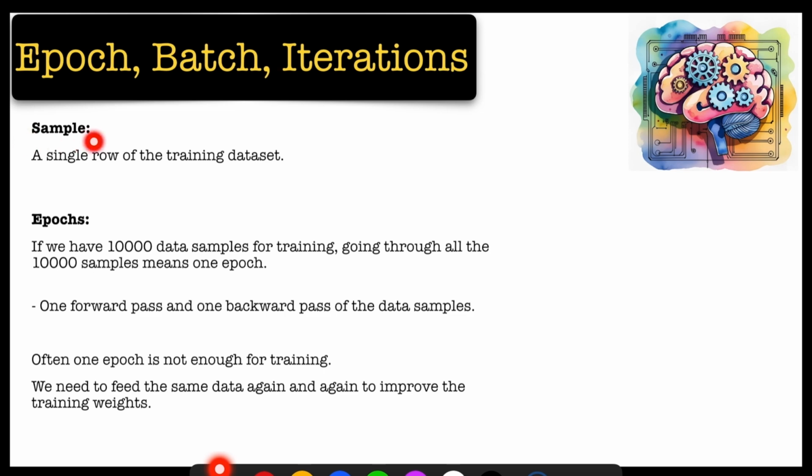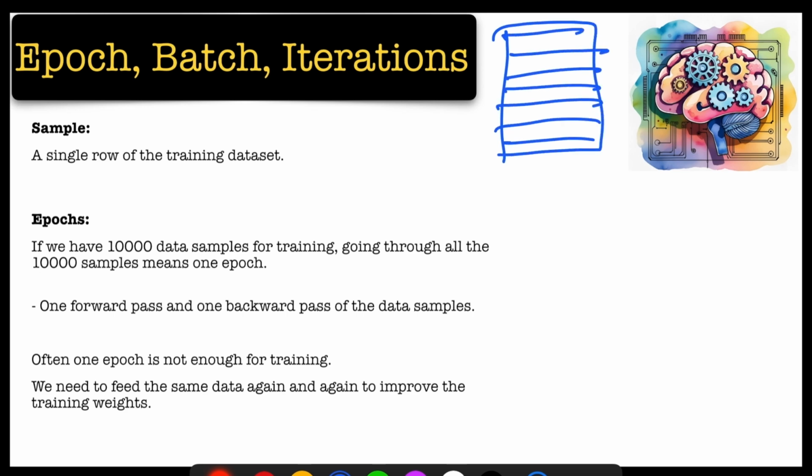So, first, what is a sample? A sample is a single row of the training dataset. If in your training dataset you have, let's say, 10,000 rows, or for an image dataset, 10,000 images, or maybe 10,000 documents, that means you have 10,000 samples in your dataset.